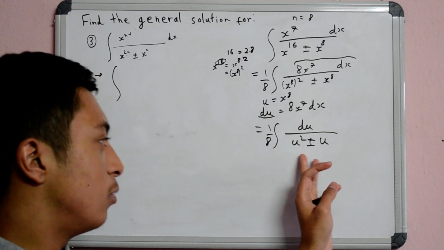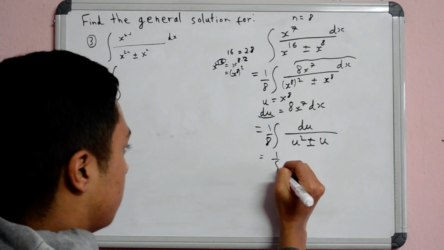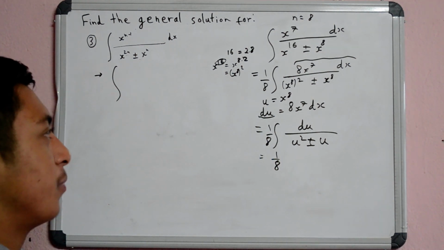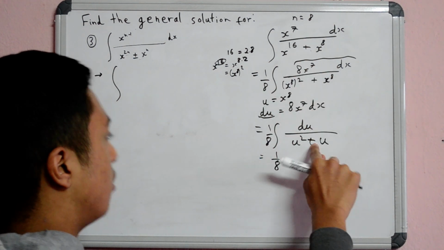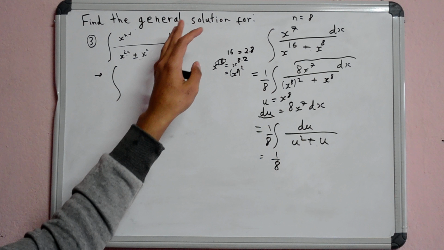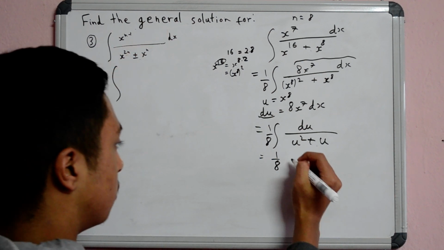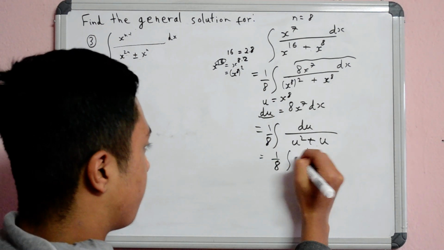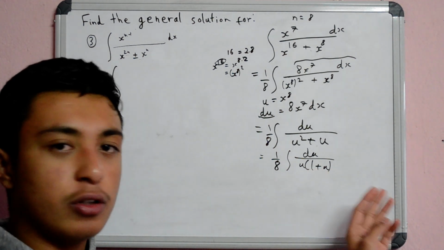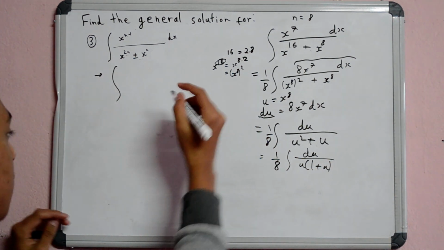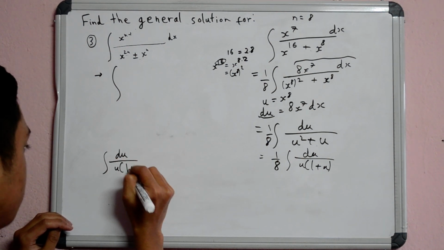Now, this is where it starts to get a bit difficult, because here we will get case 1 and case 2. So for this example, I'll simply choose plus. But don't worry, for the general solution part, I'll give the case for the positive and the case for the negative one. So this is du by u into 1 plus u. Now, you can solve this integral using the partial fraction method. So let's just find the integral for du by u into 1 plus u.